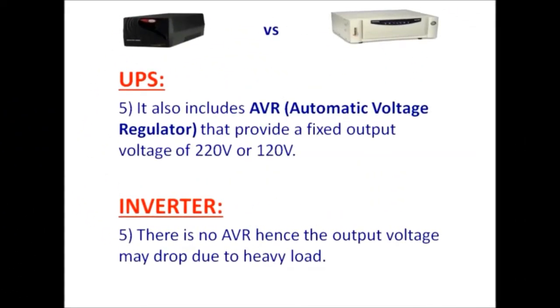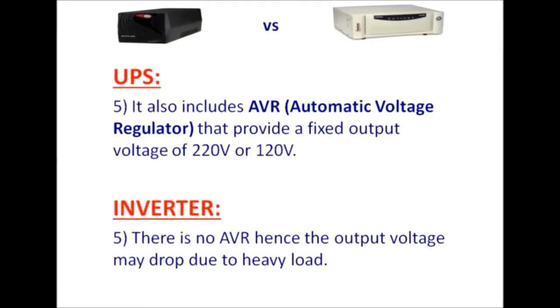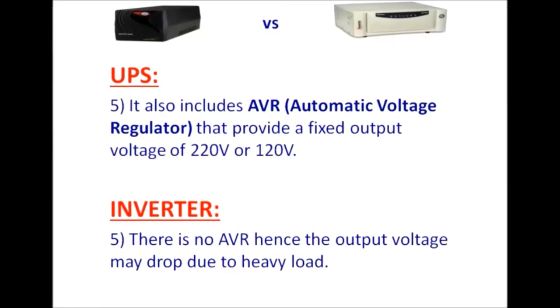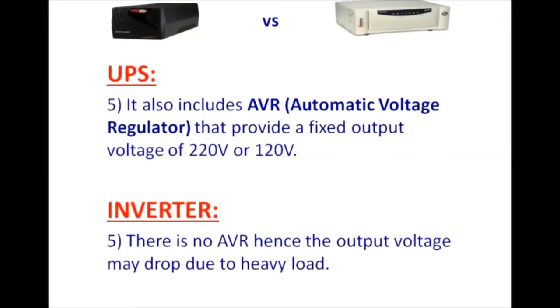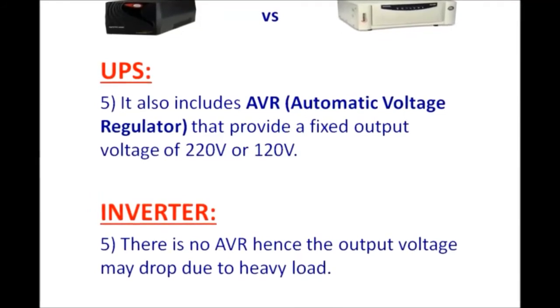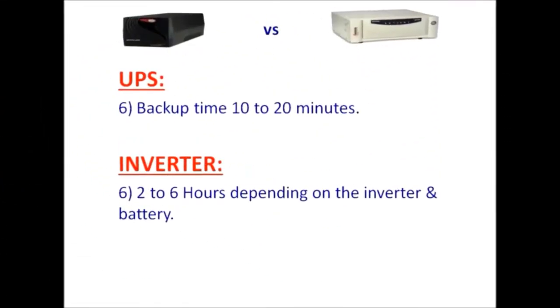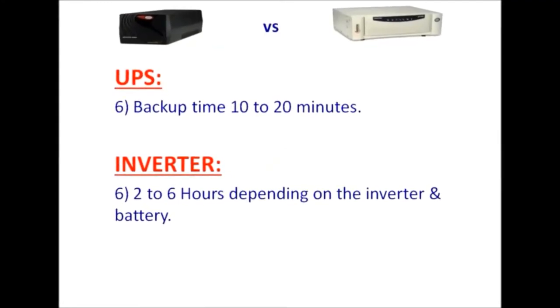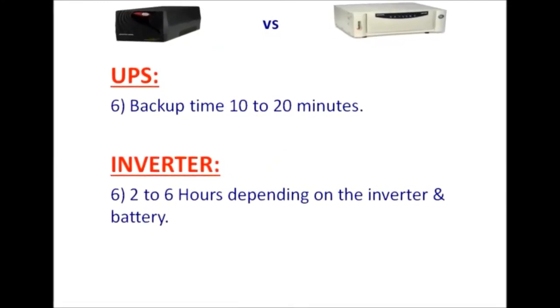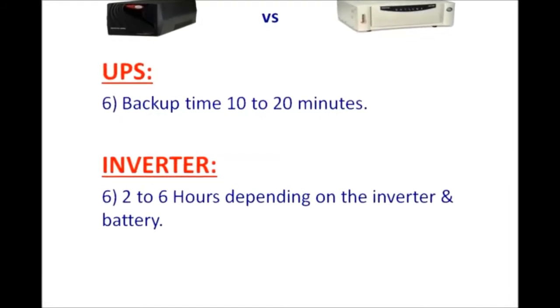UPS also includes an automatic voltage regulator that provides a fixed output voltage of 220 or 120 volts. Inverter, there is no AVR, hence output voltage may drop due to heavy load. Sixth difference, backup time of UPS is 10 to 20 minutes. Inverter, 2 to 6 hours depending on the inverter and battery bank.